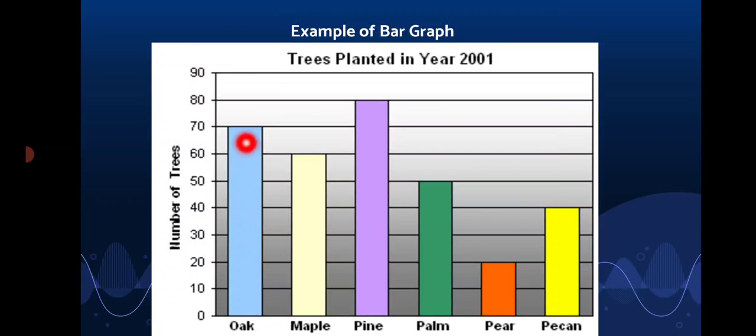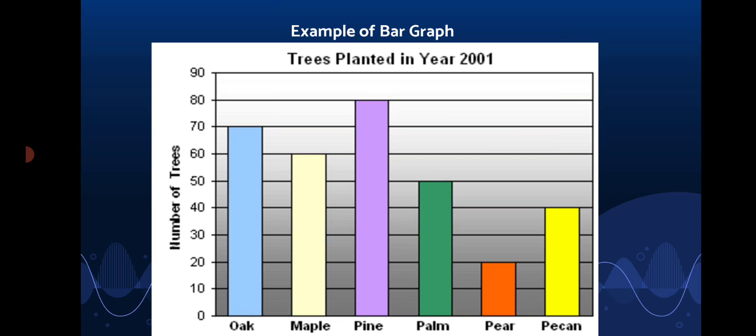This is the oak tree, and oak is finishing at 70. That means 70 oak trees were planted, and this is maple, which shows 60 maple trees were planted. Pine tree, 80 pine trees were planted, and 50 palm trees, 20 pear trees, and 40 pecan trees were planted. So by looking at this graph, you get an idea that pine tree was the most planted tree in 2001, whereas pear tree is the least planted tree in 2001, and each tree is denoted by a different color.